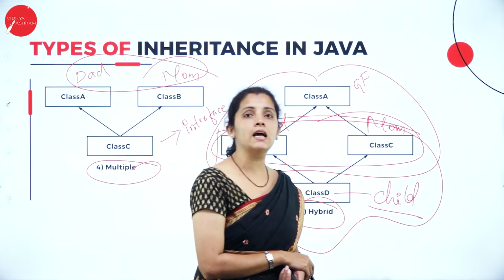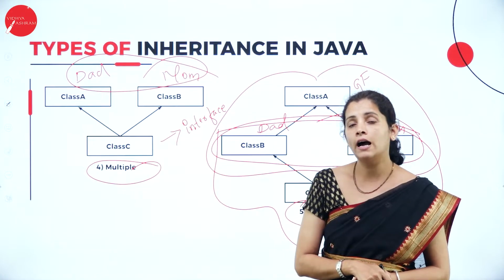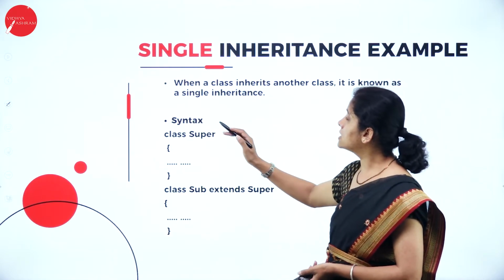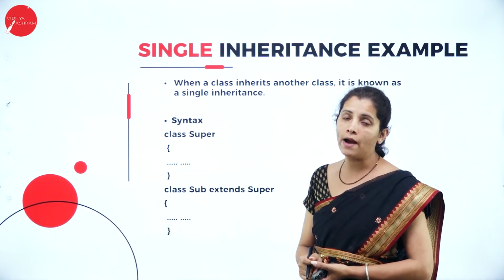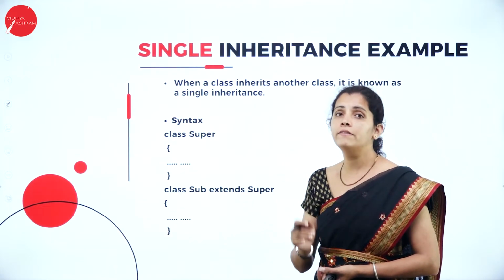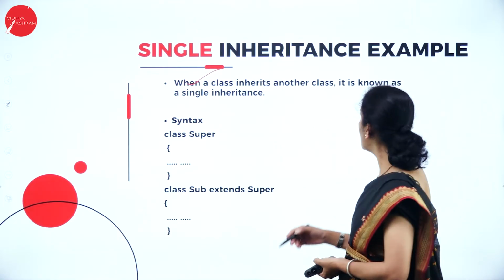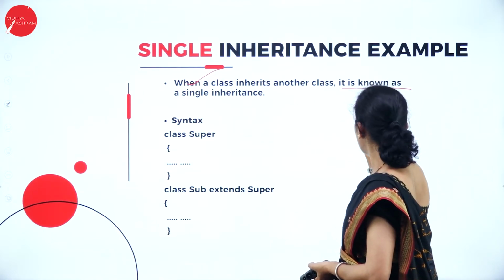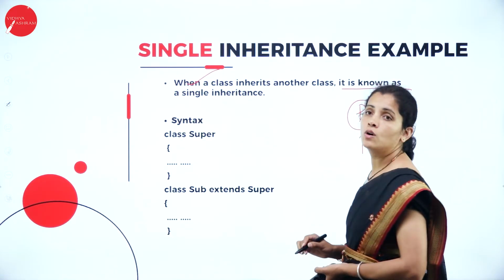Anyway, dear student, there are 5 types of inheritance: single, multi-level, multiple, hierarchical as well as hybrid. Now, let me discuss what a single inheritance is. So, dear student, when I have one parent and one child relationship, then it is called single level inheritance. When a class inherits another class, it is known as single inheritance. For example, think that parent 1 will have one child.